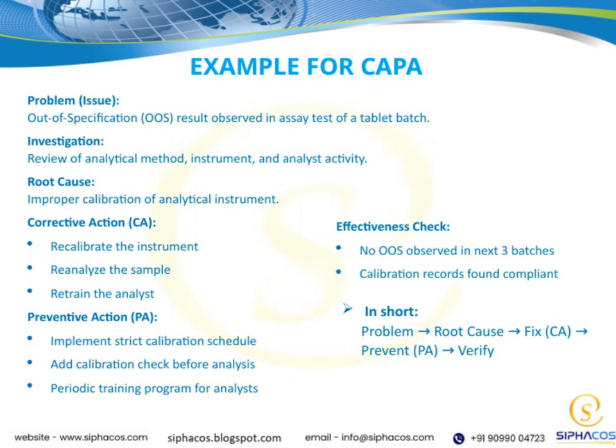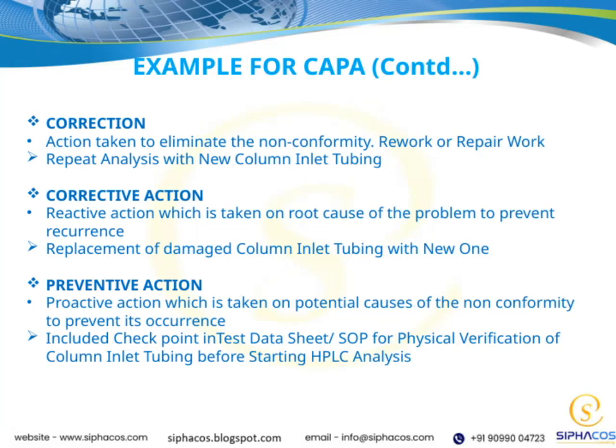Finally, we verify the effectiveness of these actions. We see no OOS results in the next 3 batches, and our calibration records are compliant, confirming that the measures are working. This process highlights how a structured approach, from identifying the problem to verifying the solution, helps us maintain product quality and compliance. Let's go over the key points on this slide.